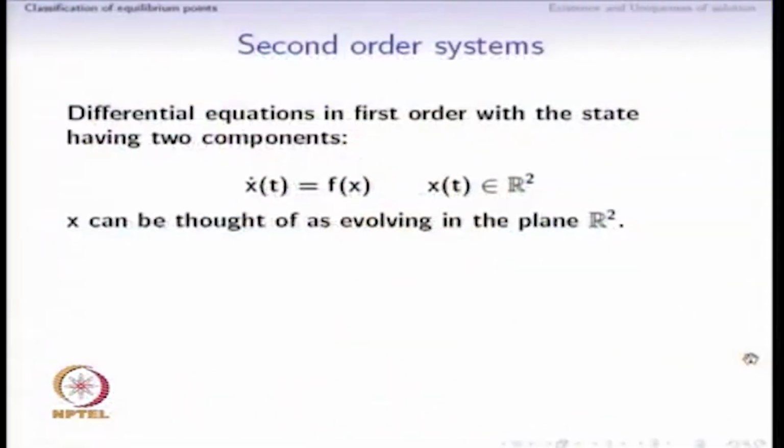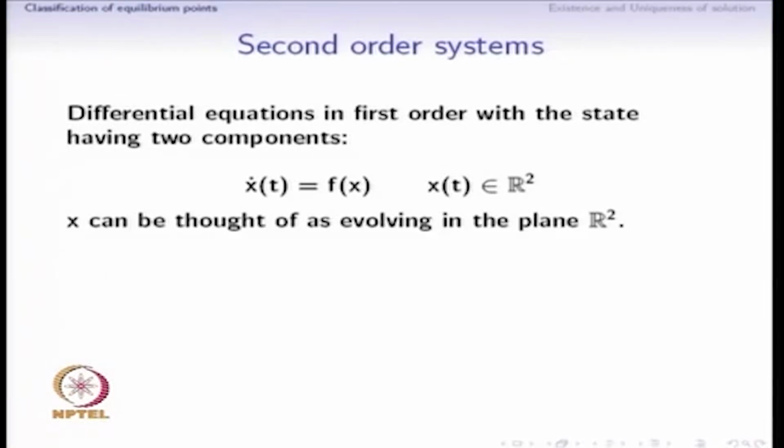Having seen this, we will proceed to the situation of second order systems. After having seen the first order case, what is first order? When x has only one component, the scalar situation. After having seen this, we will proceed to the second order case where x has two components. The situation when x has two components has many different possibilities, and these different possibilities will also throw some light on what can happen when x has more than two components.